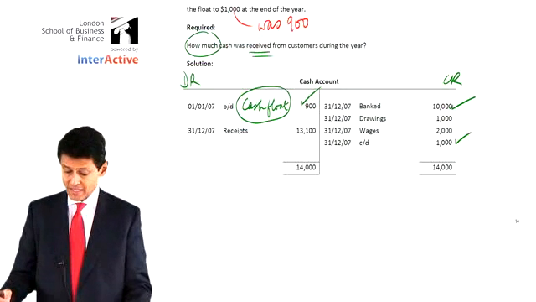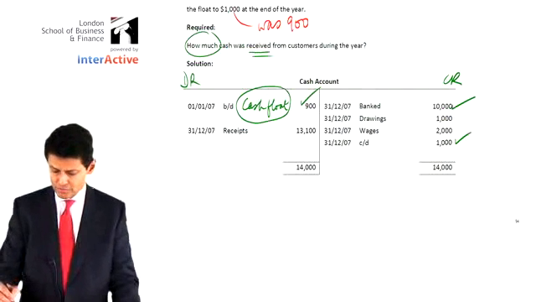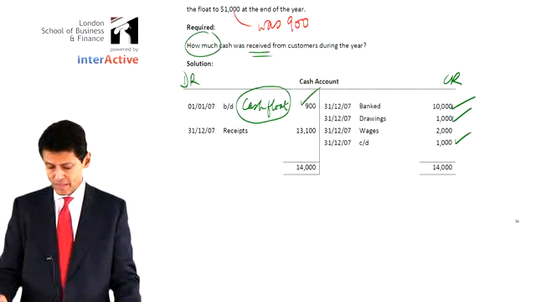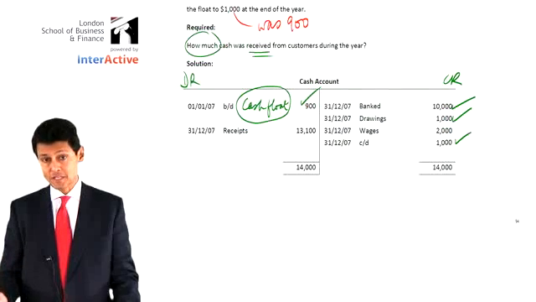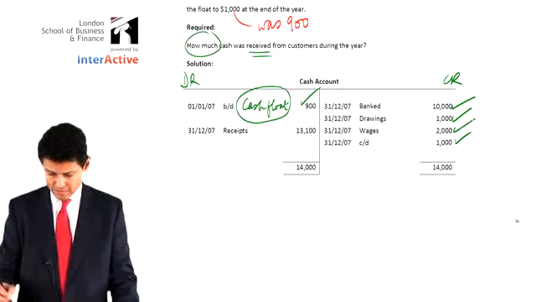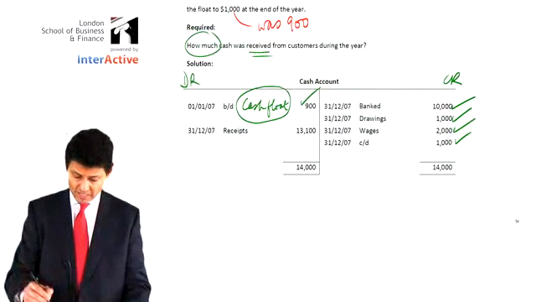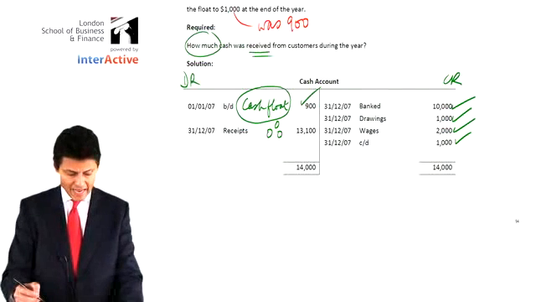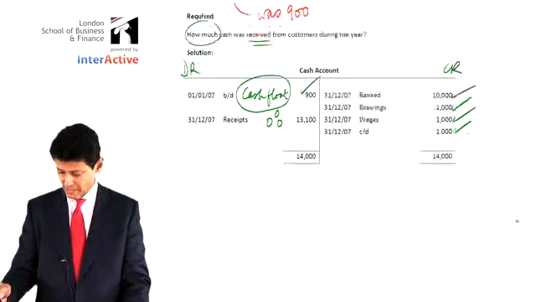So how come you had 10,000 coming out of 900? How is it that you've withdrawn for your personal consumption this year 1,000? How is it that you have wages of 2,000? The difference, of course, is receipts, 13,100. Like before, we must have received lots of cash to do all this activity on the credit side.